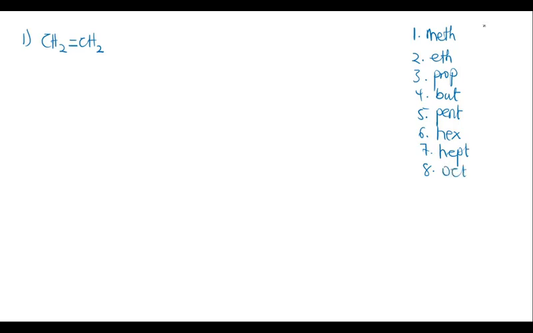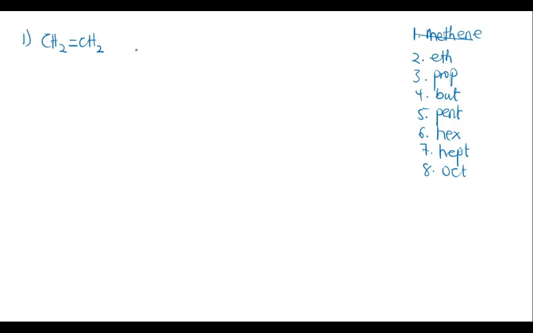Now, like we said earlier, the least number of carbons that alkenes have is 2. So we do not have methene for alkenes. This does not exist. It starts with ethene, or 2 carbon atoms.